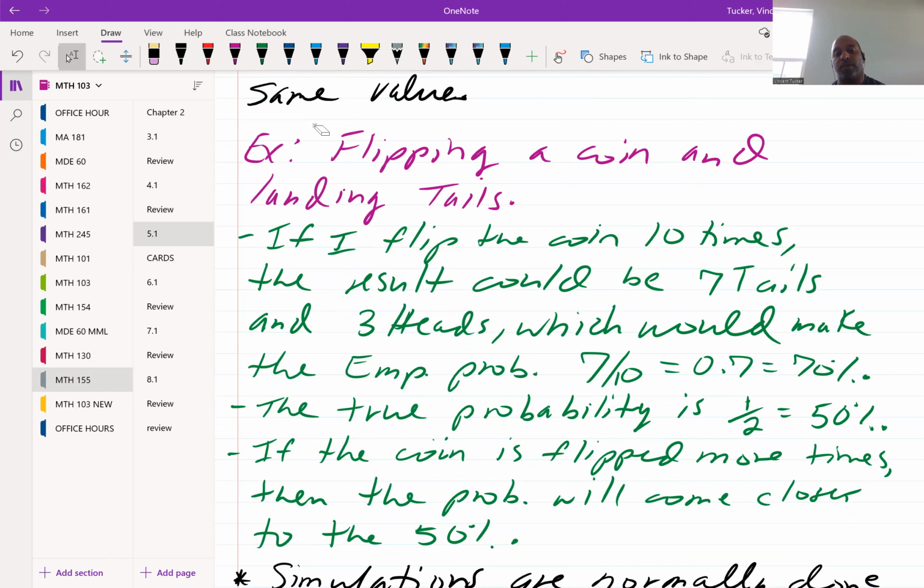So the law of large numbers is basically saying that if the coin is flipped more times, then the empirical probability will come closer to the true probability, which is 50%.